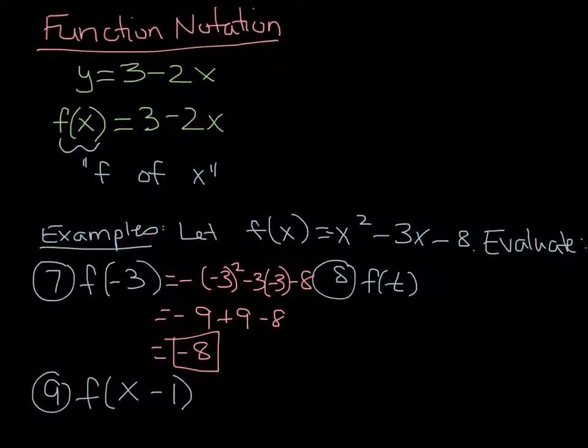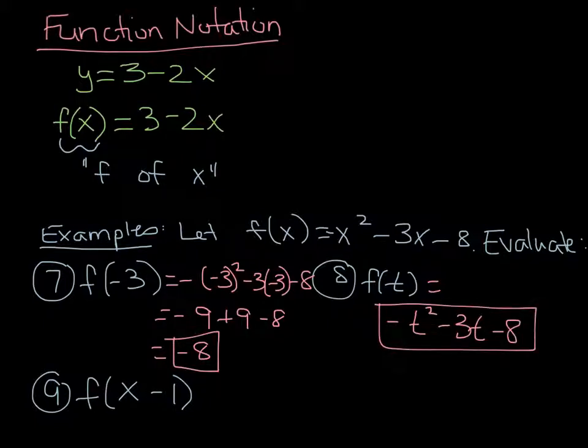For number 8 and 9, we also are going to do the same thing. These look harder because they have variables instead of numbers, but actually 8 is really easy. All you're going to do is everywhere that you see an x in the original equation, you're going to replace it with a t. And that's our answer. So when I give you something like this on the test, I really hope everybody gets it right. That one should be very easy.